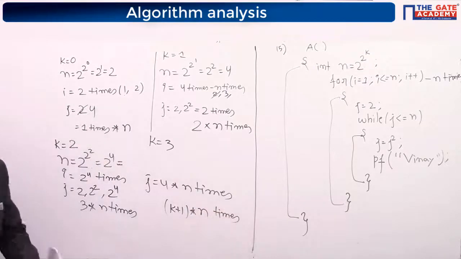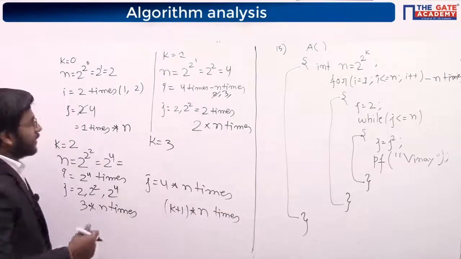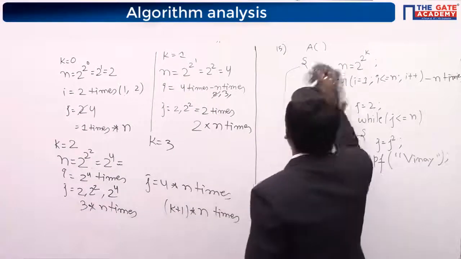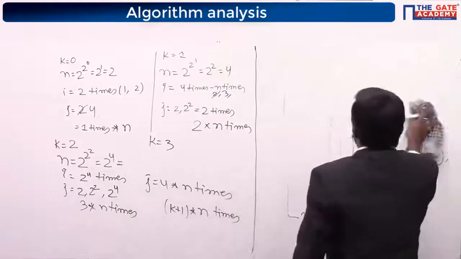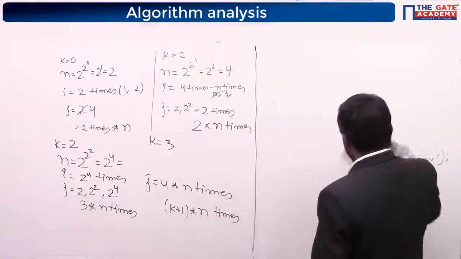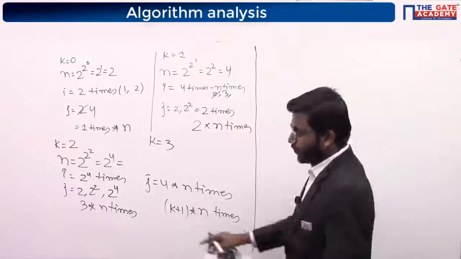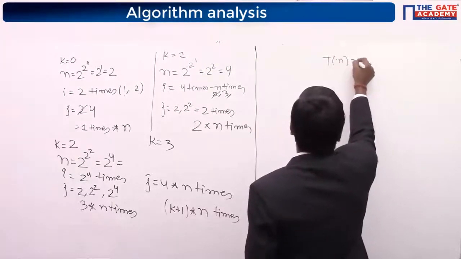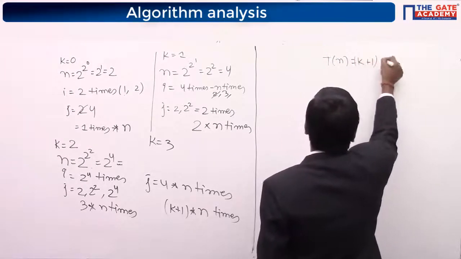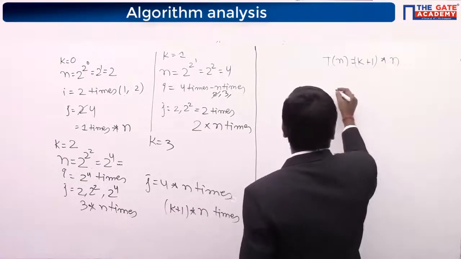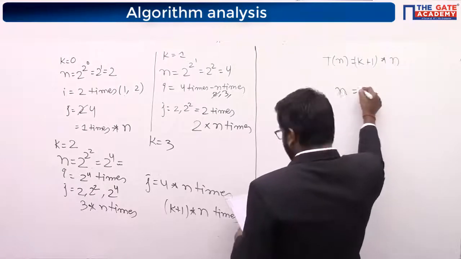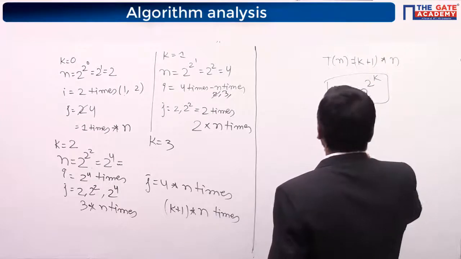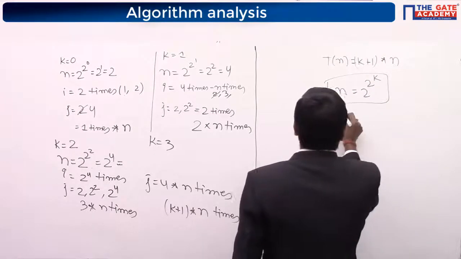So now for the time complexity, I need to erase this part, okay. So our time complexity is k plus 1 times, whatever is the value of k, into n. So T(n) is equal to (k plus 1) into n, and we know that n is equal to 2 to the power 2 to the power k. So from there we have to find the value of k. Okay, so take log on both sides.